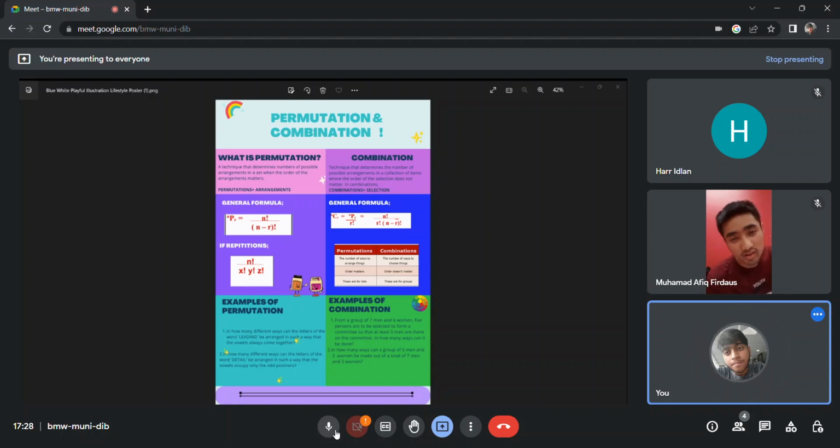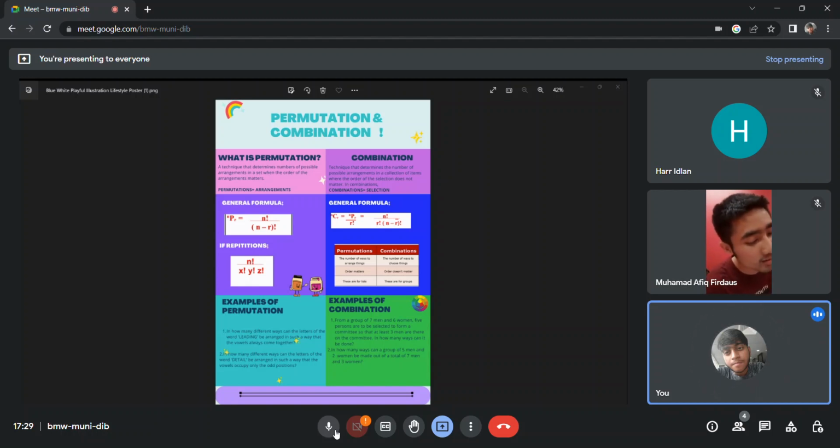If there is repetition, the formula will be n factorial over x factorial times y factorial times z factorial, where x factorial, y factorial and z factorial represent the number of repetitions for each repeated object. For example, for a 5-letter word that contains 2 A's and 2 E's, the number of different ways to arrange them is 5 factorial over 2 factorial, which represents the A's, and another 2 factorial, which represents the E's, which gives us 30.